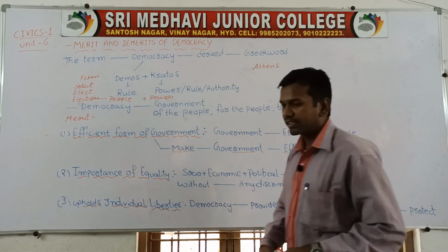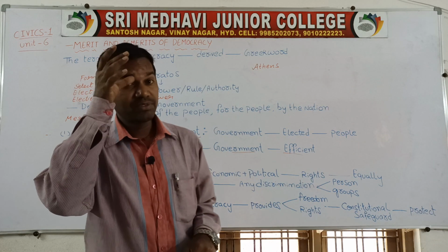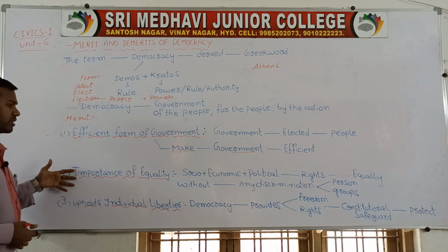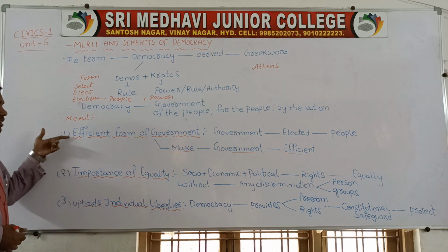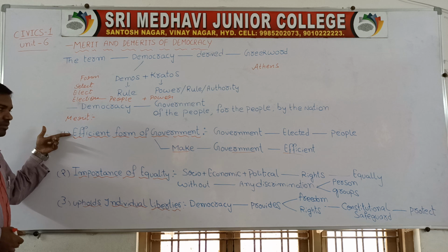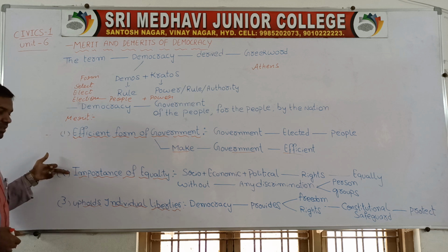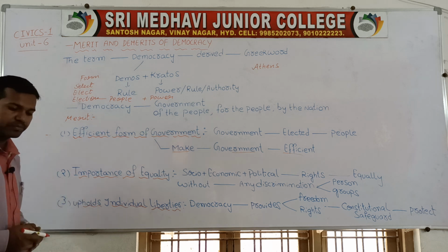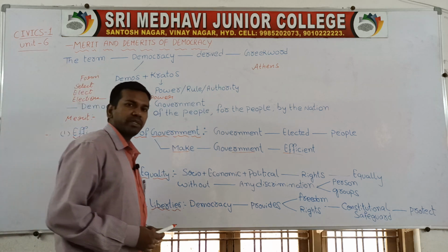So what are the 3 things we have studied? First we discussed democracy, and then we studied 3 important merits of democracy. First, the efficient form of government. Second, importance of equality, and third, uphold individual liberty. So democracy will protect individual liberty. So children, this is about the merits of democracy.